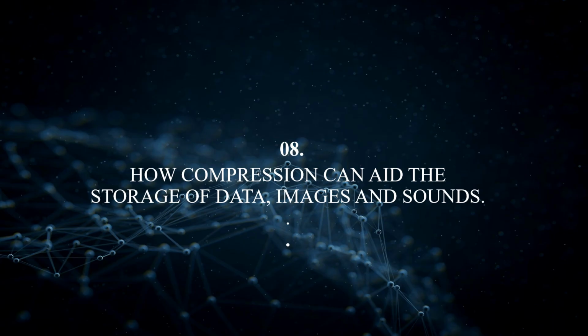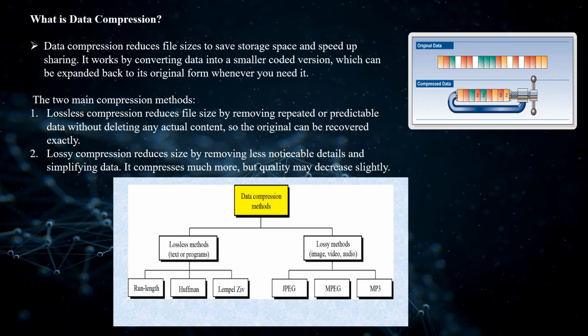Now let's talk about how compression can aid the storage of data, images, and sounds. In this slide, we are going to see what data compression is and the main types used. Data compression is a way to reduce the size of files so they can take up less storage and can be shared or downloaded faster. It doesn't change the actual information, just the way it is stored.